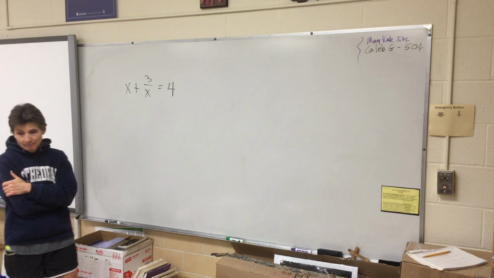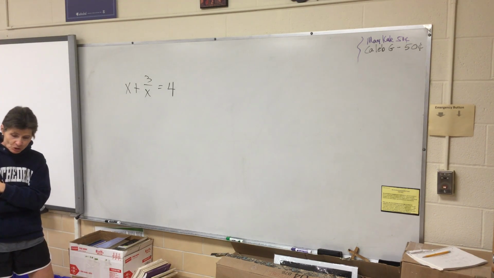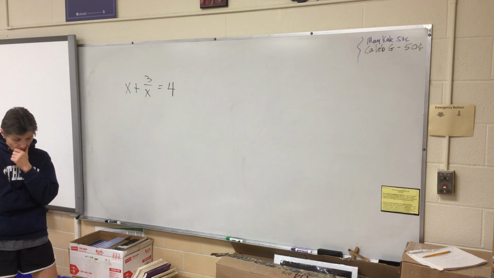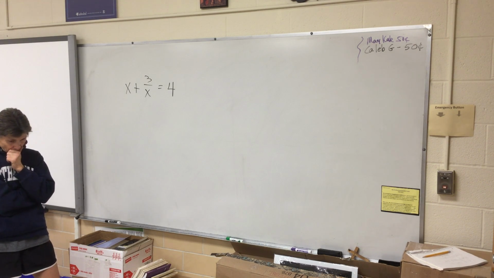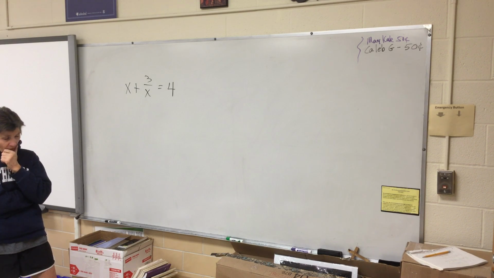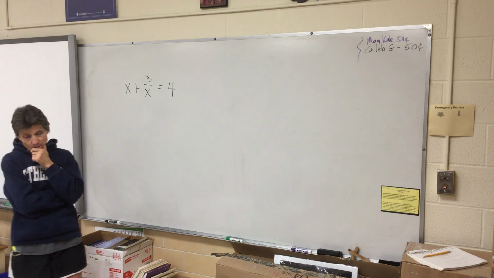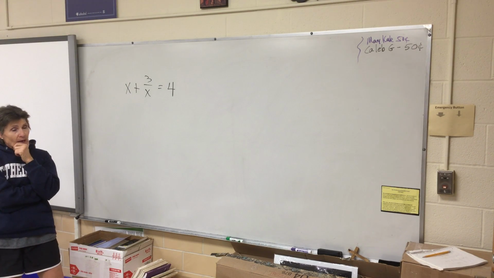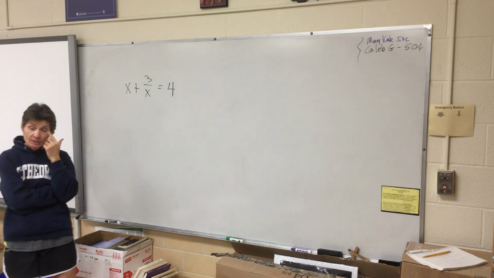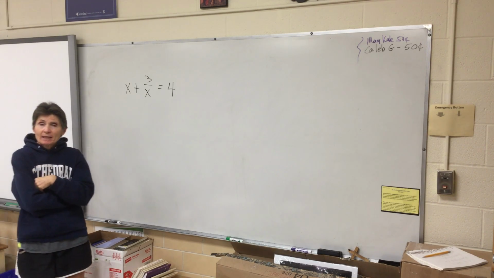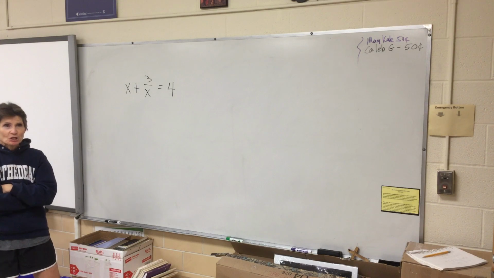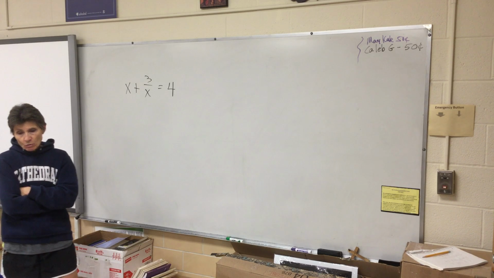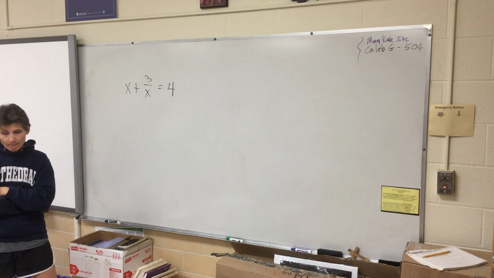Who has an idea about how this equation might get solved? Would you factor x out? I don't know if that's factor or not. Would you subtract 4 to the other side and try to factor it out? I like the idea of subtracting 4 to the other side because I always like to get 0. But I think it would be much easier for us if we just got rid of the fraction. So how could we get rid of the fraction?